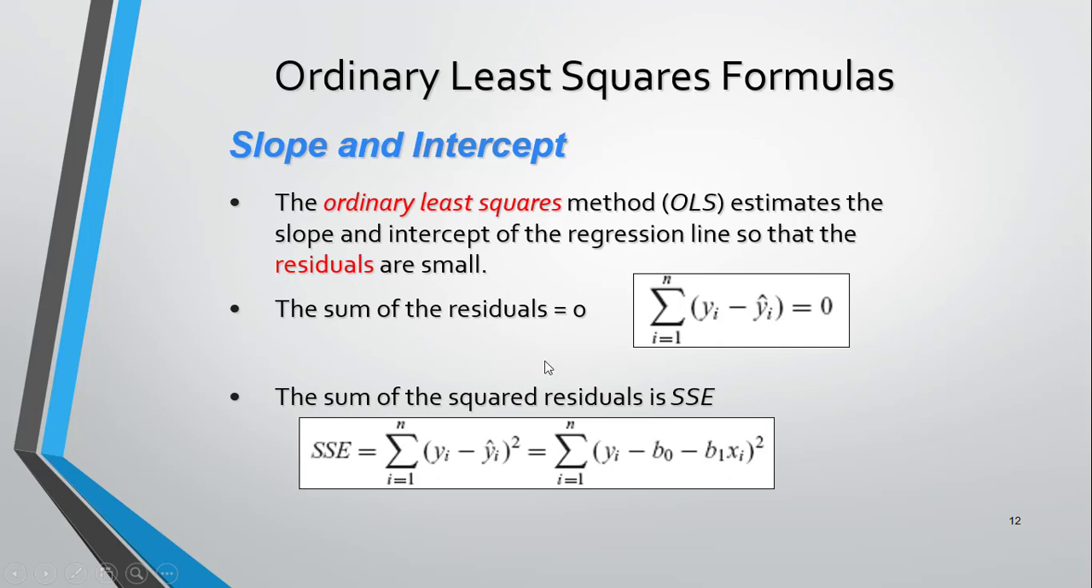That's good, right? And the sum of the squared residues is what we call SSE, the sum of square error. The sum of square error is the individual dependent variable values yi minus the predicted values, squared and summed up from the first one to the nth one. Or if you use the equation for y hat, which is b0 plus b1 xi, you can plug that in and you get this equation. That's the sum of square error, SSE.